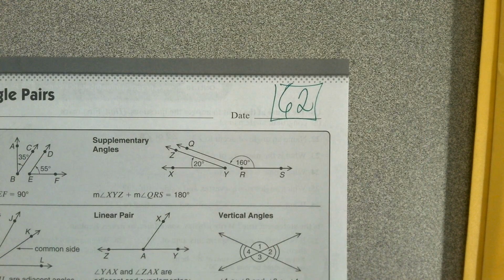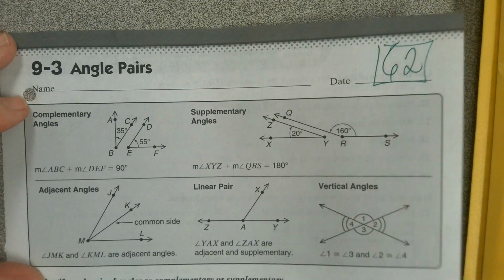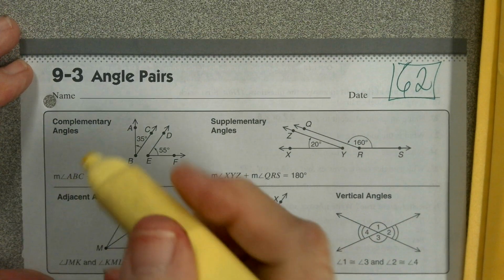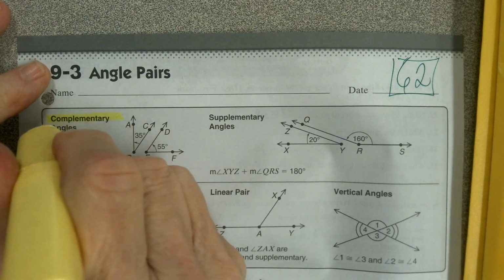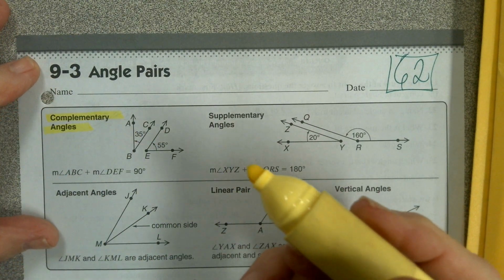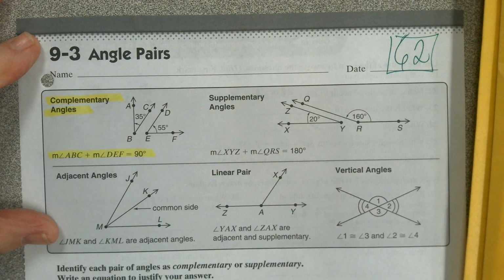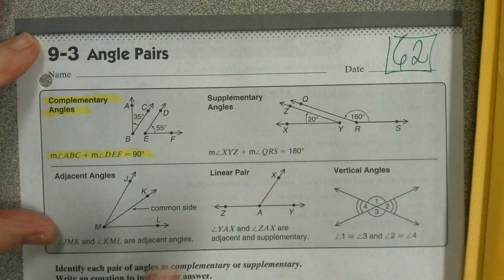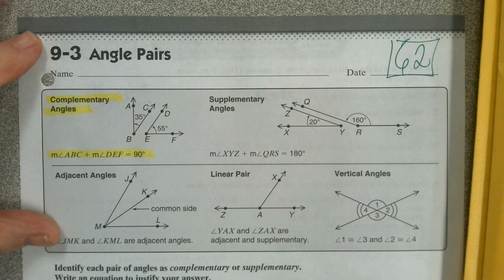Again, this is assignment 62, and we're going to be looking at some of the new words. You've probably seen these last year. We're going to be looking at complementary angles. Who remembers what complementary angles are? Ava? They're angles that add up to 90 degrees. Two angles. So this is a complement of this and vice versa. This one is a complement of that. They add up to 90.